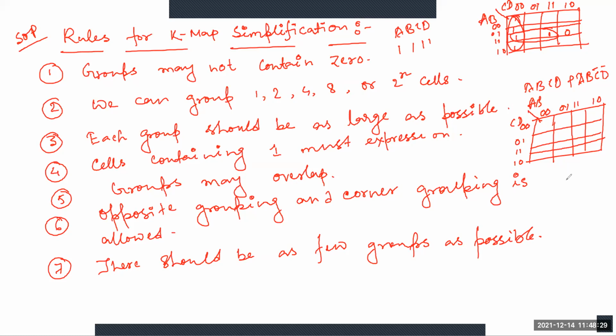Suppose this is A bar B CD plus A bar B bar CD. So from this expression, you just tell me actually what block indicates in that particular K map first.